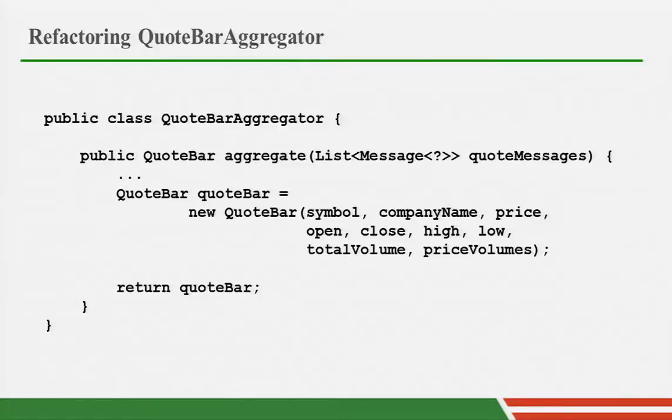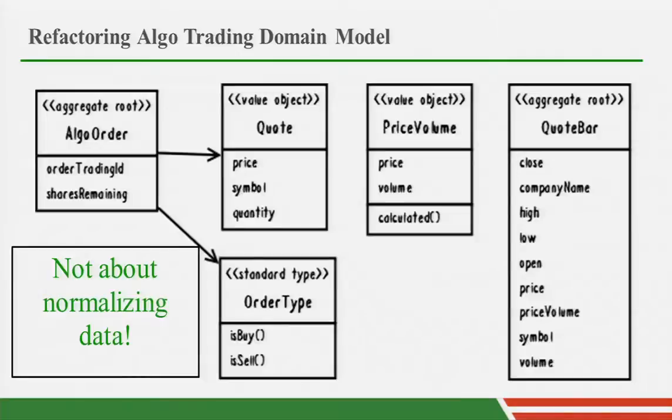So, quote bar, what is it an aggregate of? The quote bar is an aggregate. It aggregates the stock opening, close price, and so forth of a series of quotes, like over a 1 minute time bar. All these individual quotes are aggregated into a bar. Okay?